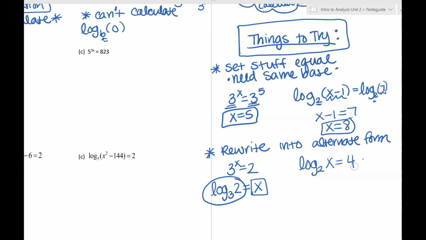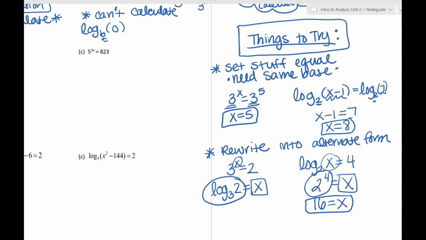With the same idea, let's say I have this and I can't just wrap my brain around what's happening here. If I rewrite this into exponential form, 2 is the base, 4 is the exponent, x is the value of the power, I now have x alone and x is equal to this, which is just 16 in this case. So sometimes if you rewrite them, you get x out of this really awkward position into a new position where you can actually get x alone.